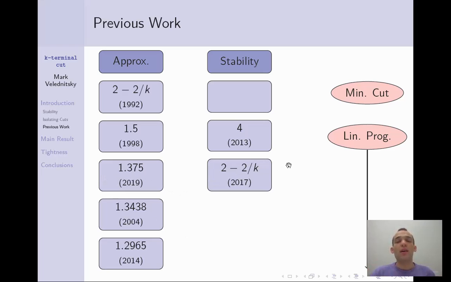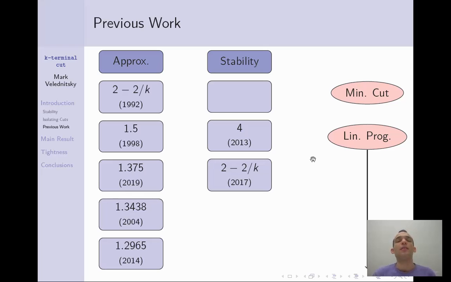And then on the right-hand side, we have the stability results. And when I say a stability result, I mean an algorithm which can solve instances which are sufficiently stable. So this result in 2013 showed that you can solve instances which are at least 4 stable, and this result in 2017 showed you can efficiently solve instances which are 2 minus 2 over k stable. And so those are polynomial time algorithms. Now the thing I'll draw your attention to is that the 2 minus 2 over k approximation algorithm is actually the only one whose complexity is that of a minimum cut or anything less than linear programming.